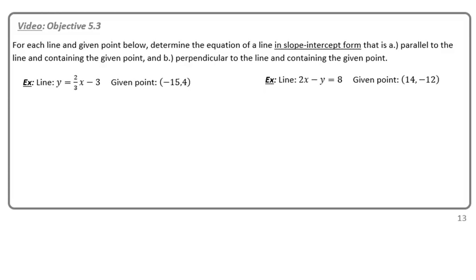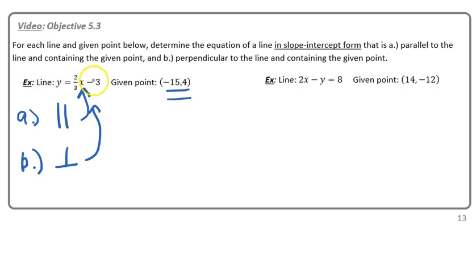In this video on Objective 5.3, we are going to be given an equation of a line and a point. And we are going to be asked to write the equation in slope-intercept form of a different line, a line that contains the given point, and is A, parallel to this one, and B, we'll do it where it's perpendicular to this line.